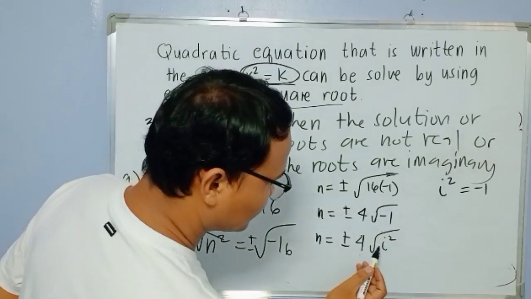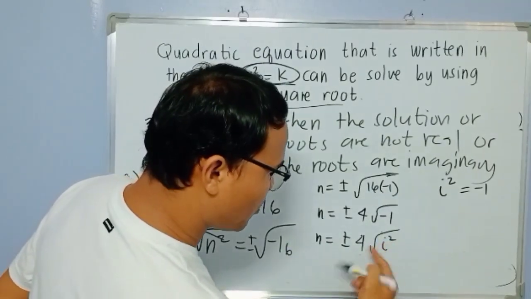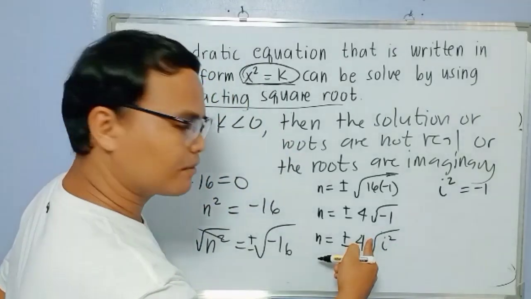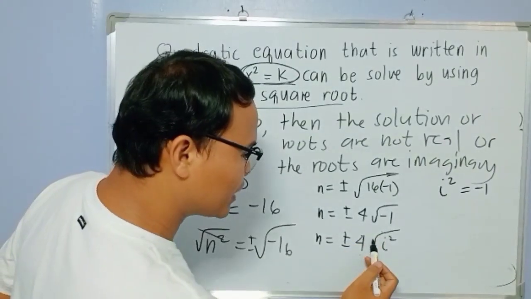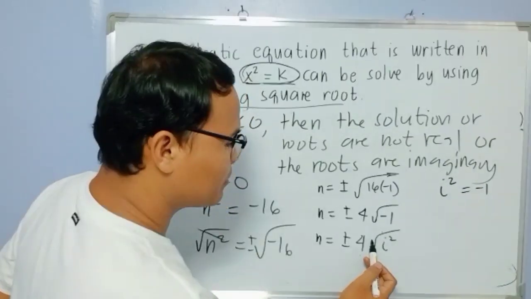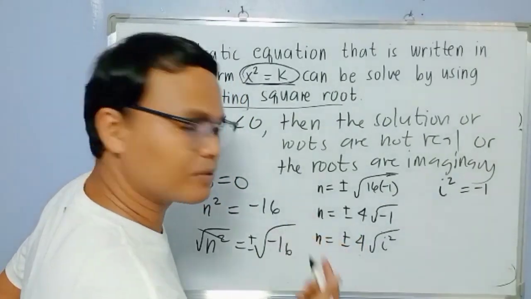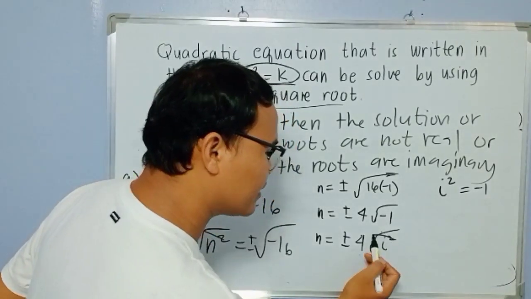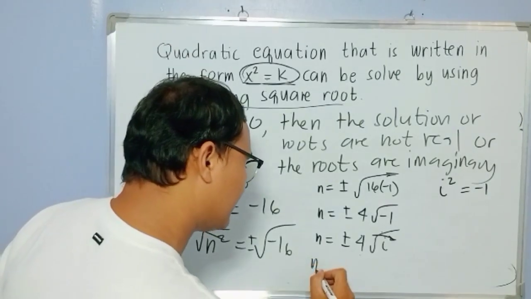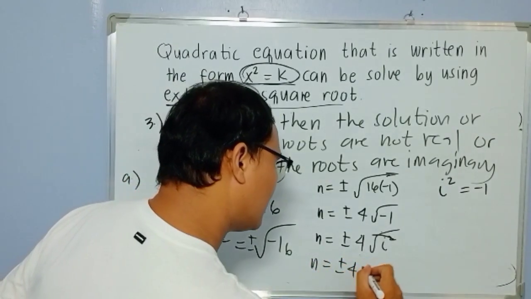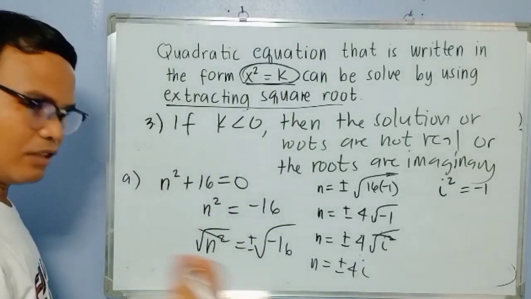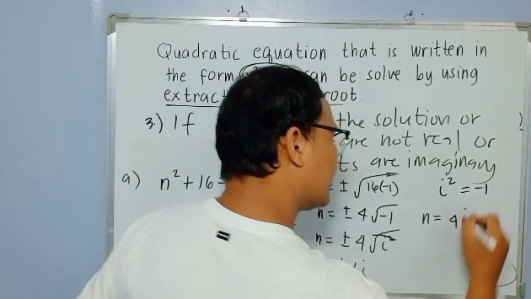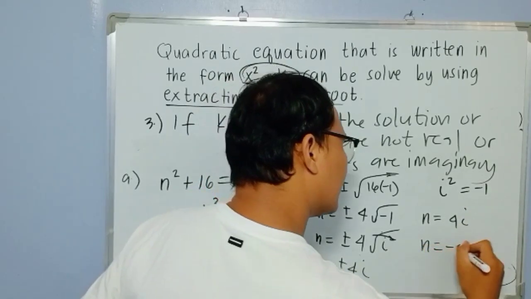So, what will happen with this? As I said, if the exponent of the radicand is equal to the index, may tawag ito, index. Pag walang number, automatic the index is 2. So, yung exponent na 2 at index na 2 ay pareha, ika-cancel out po, di ba? So, n equals positive negative 4i. Therefore, the values of n are positive 4i and negative 4i.